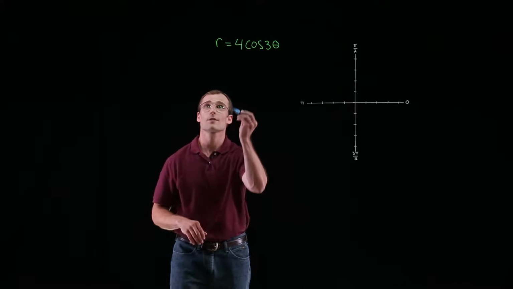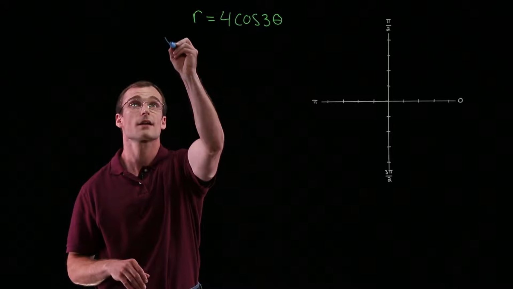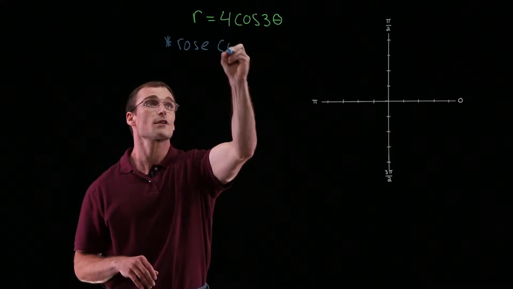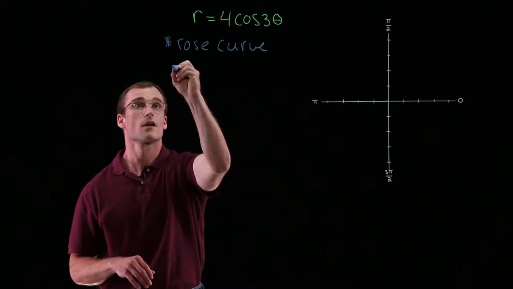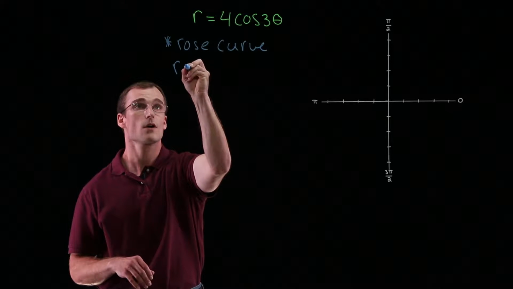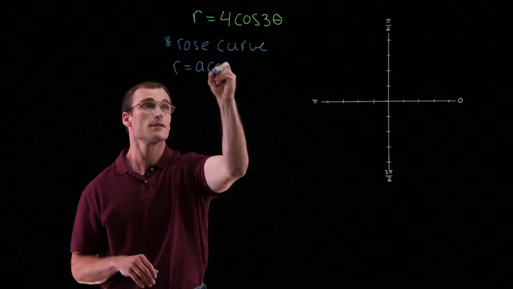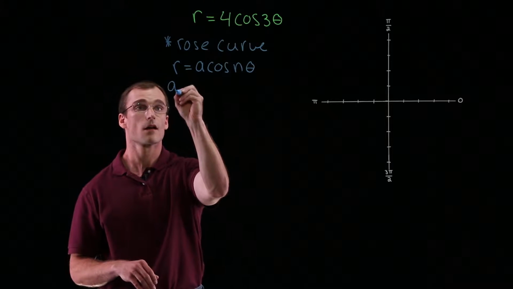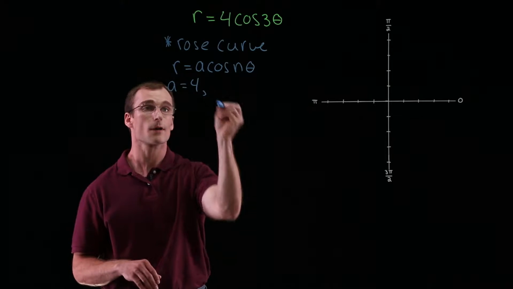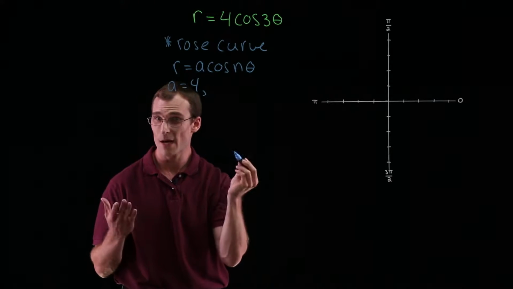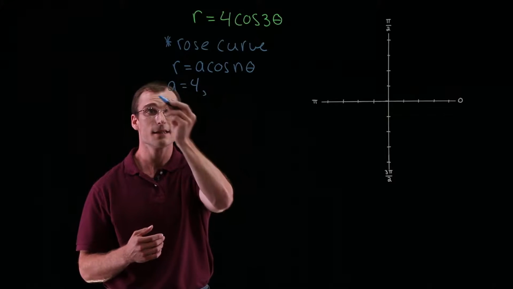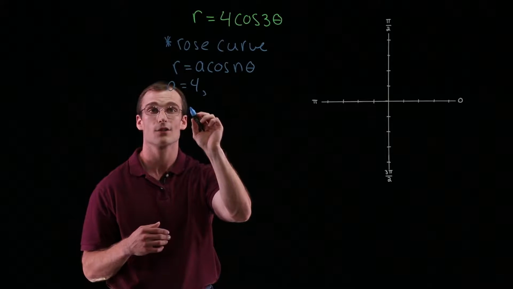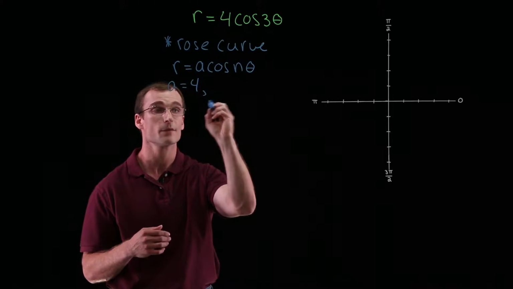Recognizing the form here, at least we know what our graph is going to end up looking like. This gives us a curve called a rose curve, where we can take in general form r equals a times cosine of n theta. So our a is equal to 4. For the rose curve, we know we're going to have petals. And a is the maximum length of each petal, the distance from the center out to the tip of each petal.